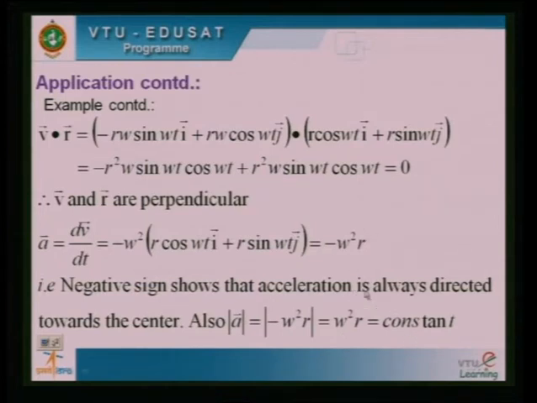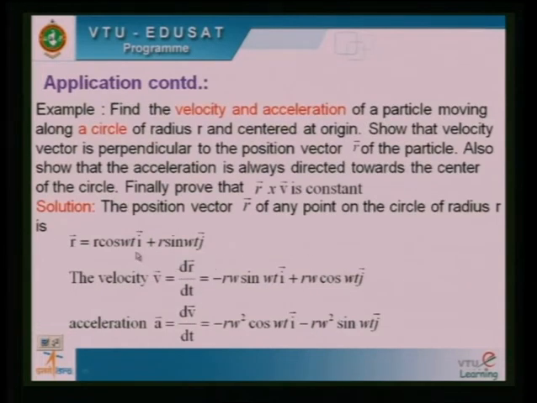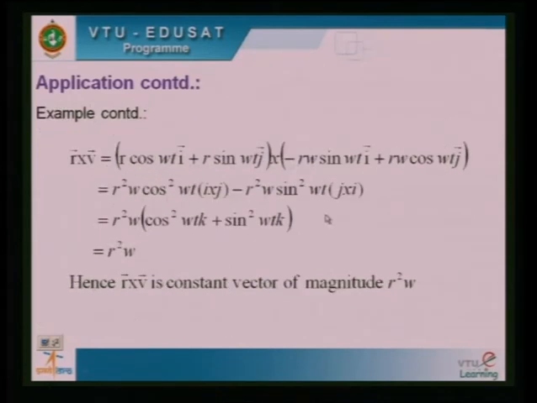It means that is the required answer. We have calculated whatever they have asked in the question. So we have proved that R cross V is a constant. You can write down the value of R, you can write down the value of V, then you can multiply R cross V. Is it clear? R cross V means I hope you will get I cross J.